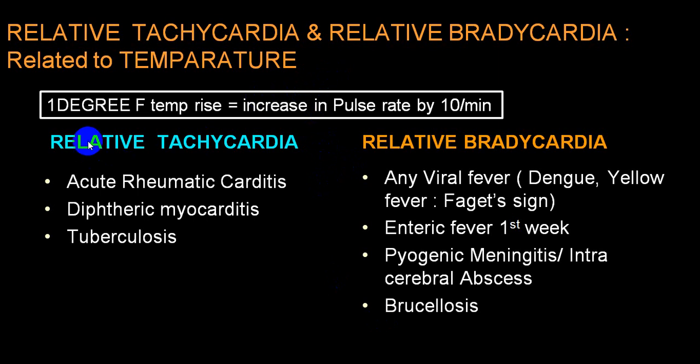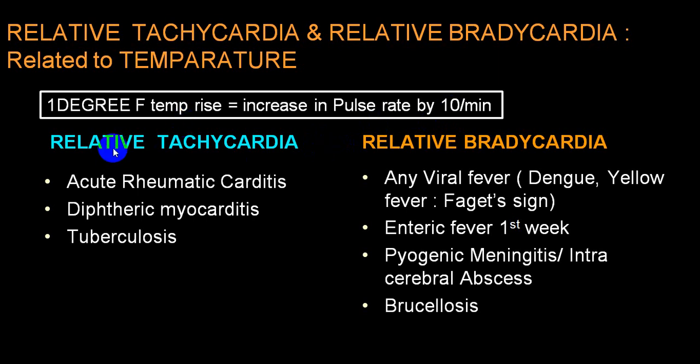There is one word we call the relative tachycardia and relative bradycardia. That is, with 1 degree rise of temperature, you will usually have an increase in the pulse rate by approximately, we say, 4 to 10. In children it is more, in adults it is less. So if there is an elevation of body temperature by, say, around 4 degrees Fahrenheit, then your pulse rate will increase by almost, we say, 15 to 20.